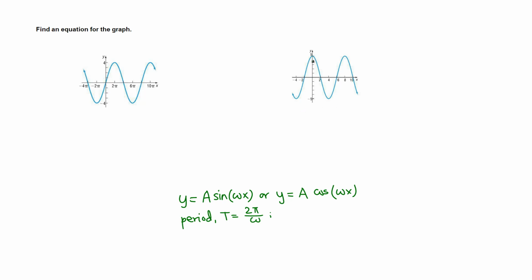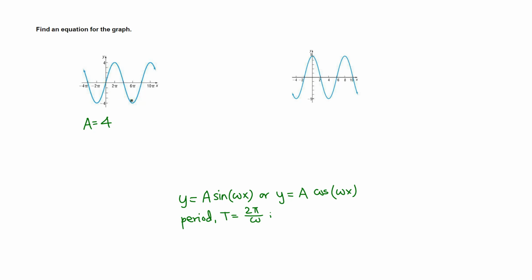It passes through the y-axis, making an intercept. That means cosine graph. And for the sine graph, look here, it goes all the way to 4. That's the amplitude. For this graph, amplitude A is 4. Okay, so the A value is also 4. It's positive, going up from the origin.